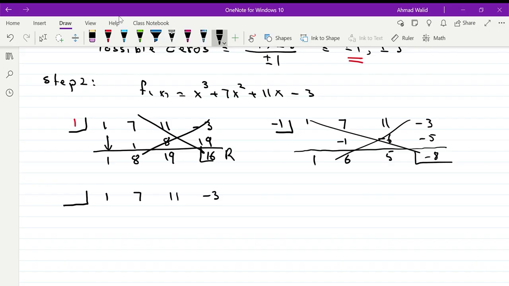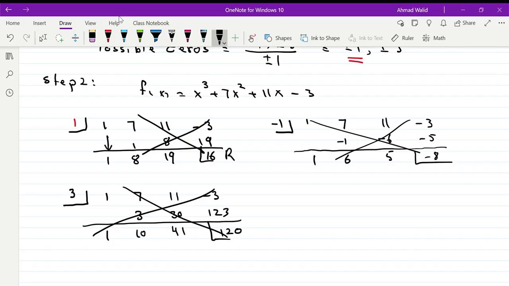It's a good kind of something to get busy with. Now, let's use this time maybe +3. Another possible zero, correct? Bring down 1. 1 times 3 gives you 3. 7 plus 3 gives you 10. 10 times 3 gives you 30. 11 plus 30 gives you 41. 41 times 3, 123. Which your remainder will be 120.